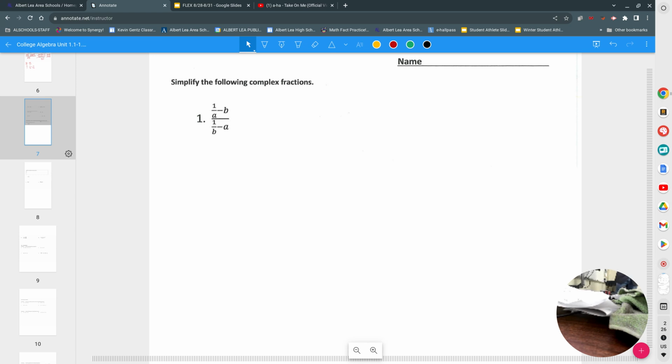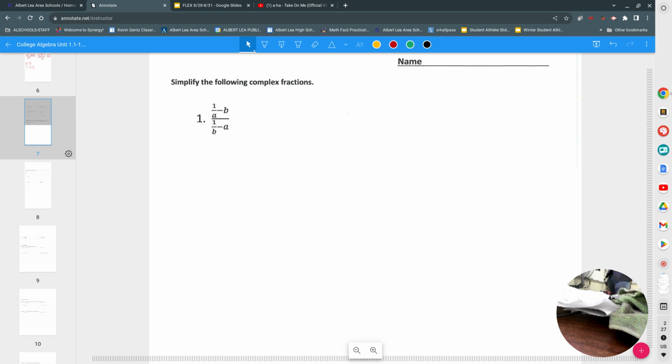This is an example of a complex fraction because it has more than one fraction. How many fractions do you see there? There are three. I have 1 over A, I have 1 over B, and then I have the fraction for them both. So we have to have just one fraction in the end.